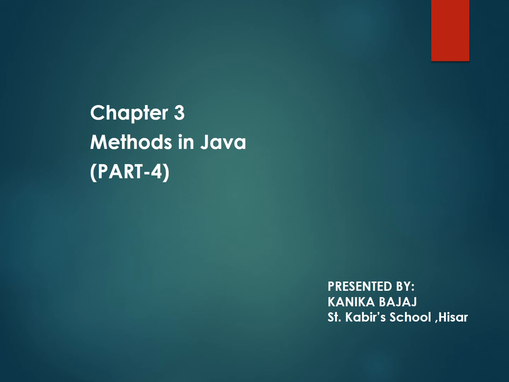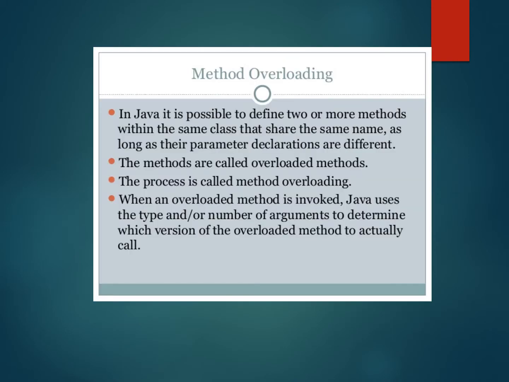Welcome back students. Today we will discuss method overloading in Java. Now what is the meaning of method overloading? In Java, it is possible to define two or more methods within the same class that share the same name as long as their parameter declarations are different.